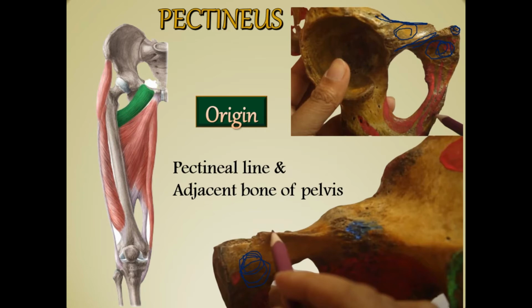Now this is the iliopectineal line, partly formed by the ilium, and this is the pectineal line, this one in the picture below. Anteriorly will be the pubic crest in the picture above. This is the pubic crest and this is the pectineal line, this is the pectineal surface. So the origin is the pectineal line, see in the picture below, and the adjacent bone of the pelvis, which is the upper half of the pectineal surface. So the upper half of the pectineal surface plus the pectineal line is the origin of the pectineus muscle.